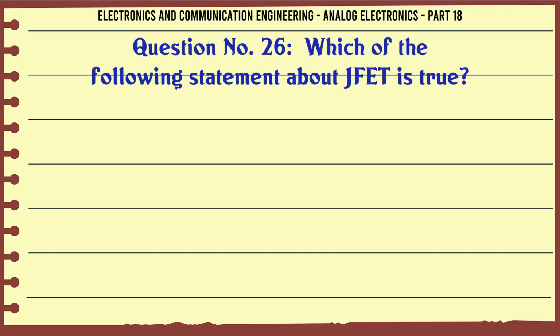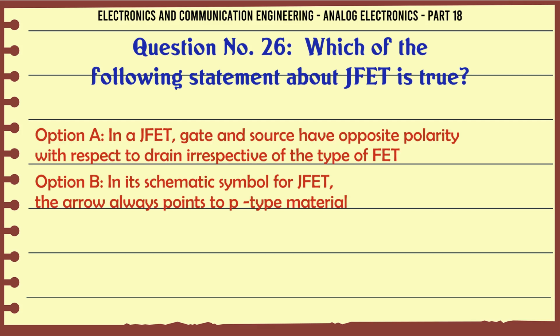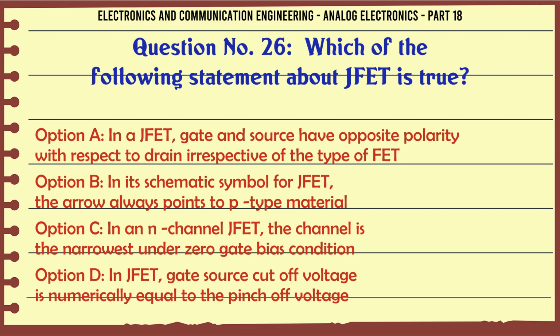Which of the following statements about JFET is true? A. In a JFET, gate and source have opposite polarity with respect to drain irrespective of the type of FET. B. In its schematic symbol for JFET, the arrow always points to P-type material. C.